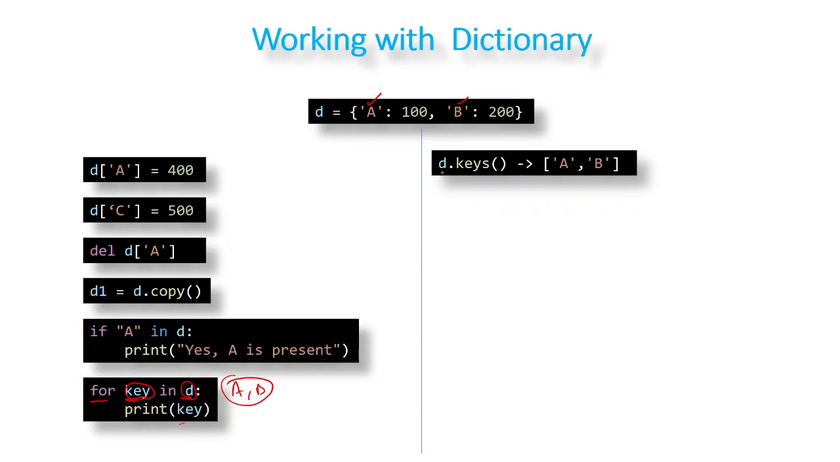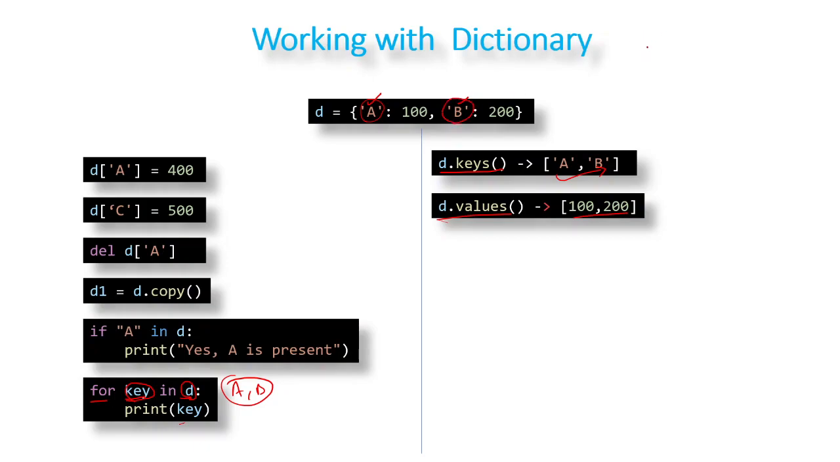Here, if you want to get all the keys, you can do d.keys() and you will get all the keys of the dictionary. Similarly, if you want all the values, you can do d.values() and you can get all the values. Please note that these keys will always be unique. You can't have two keys with the same name.